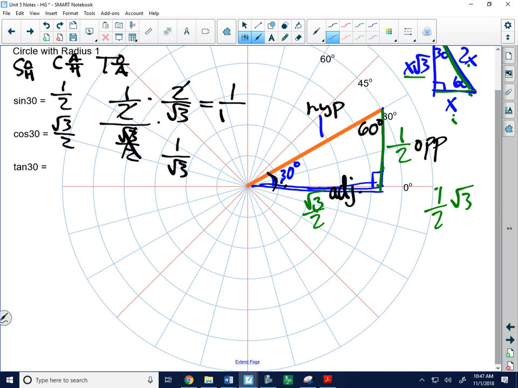I get 1 over radical 3. Now, that's tangent of 30, but that's not in simplest form because we have a radical in the denominator. So we do what we've normally done. Shortcut, 1 divided by 3 is just 1 divided by 3, and then I put the radical 3 next to it. That is correct, but more traditionally we put the radical 3 in the numerator. So again, sine 30, cosine 30, tangent 30, actual exact values.